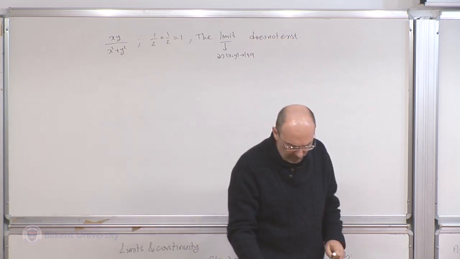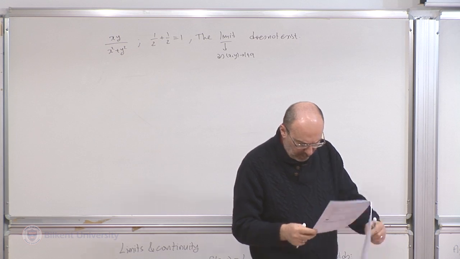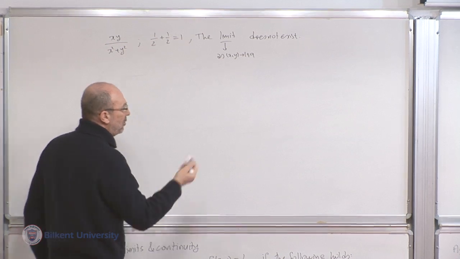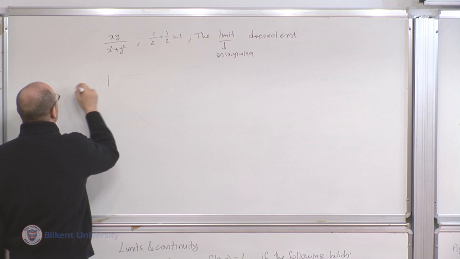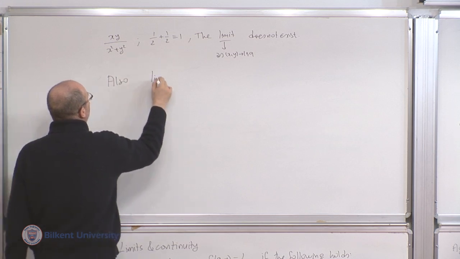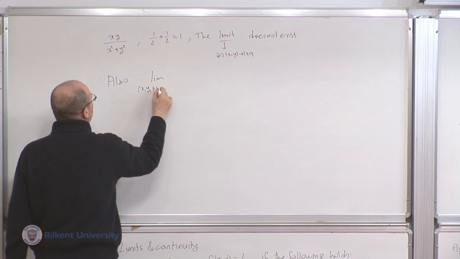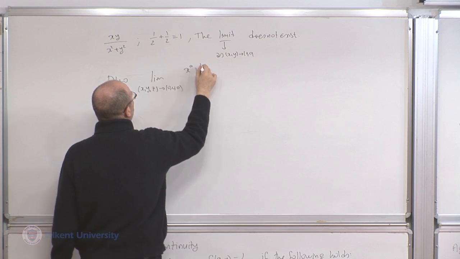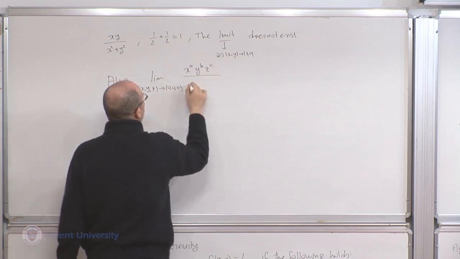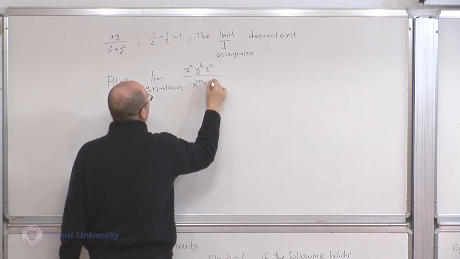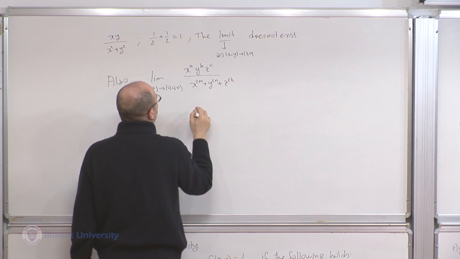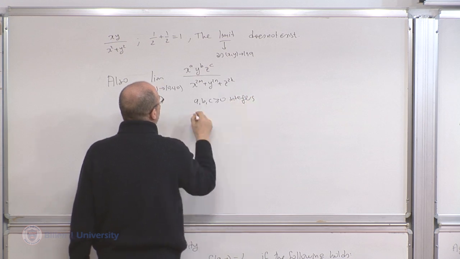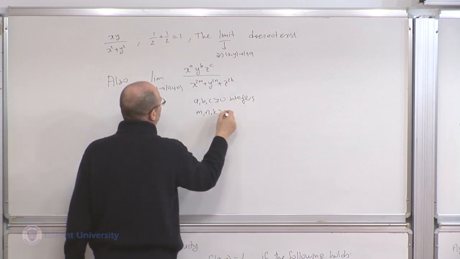Let me also give the three-dimensional version. This works in any dimension, but just for convenience. If we have the limit as (x,y,z) goes to (0,0,0) of x to the a, y to the b, z to the c over x to the 2m plus y to the 2n plus z to the 2k, here a, b, c are integers, and m, n, k are positive integers.